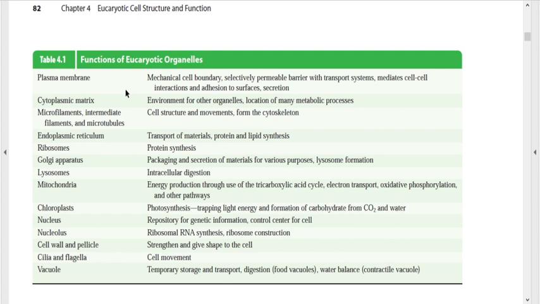Next is the cell wall and pellicle, which strengthen the cell. At the same time, they give shape to the cell. Next are cilia and flagella, which are responsible for cellular movement, and the vacuole, which acts as temporary storage and transport. The food vacuole is helpful for digestion, and the contractile vacuole is helpful for water balance.